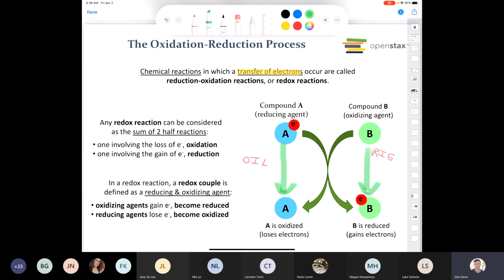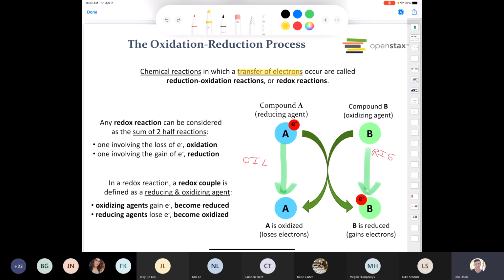But what happened in the process is what affected the reduction of B? What caused it to be reduced? Well, A caused it to be reduced, and so A is the reducing agent. What caused A to get oxidized? It was B that caused A to get oxidized, and so B is the oxidizing agent. So oxidizing agents gain electrons, they get reduced, like B, and reducing agents lose electrons and they become oxidized like A.